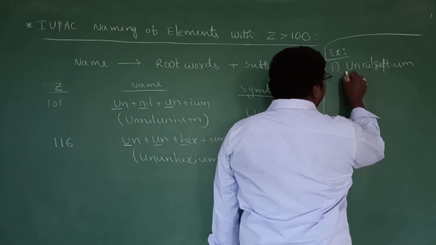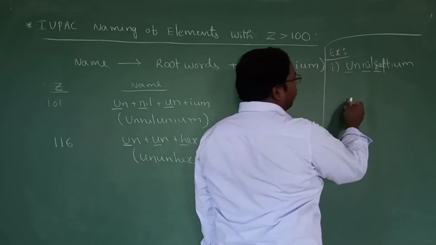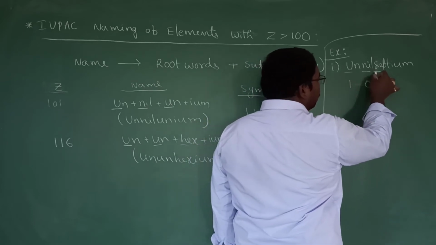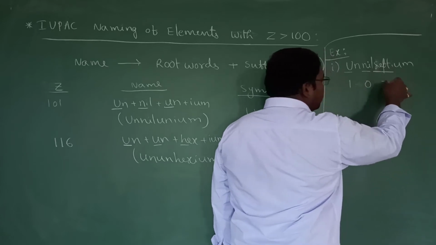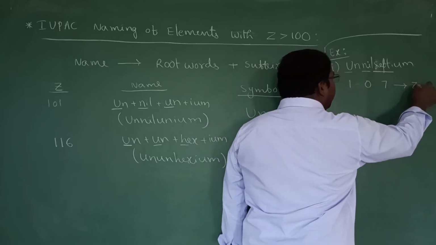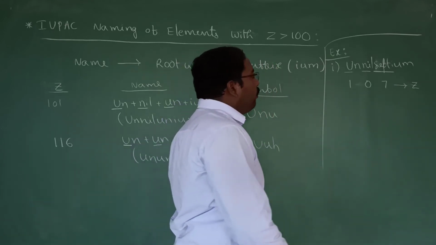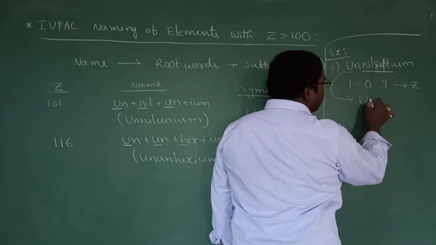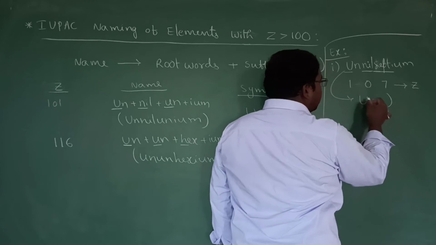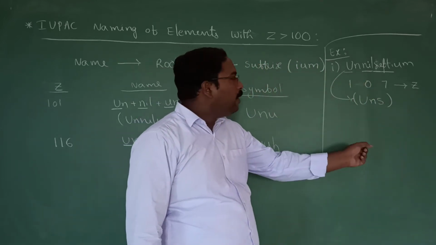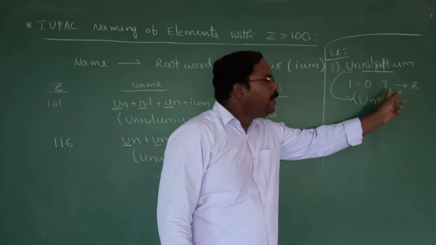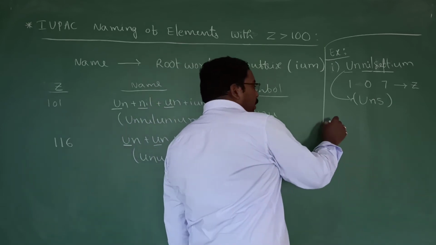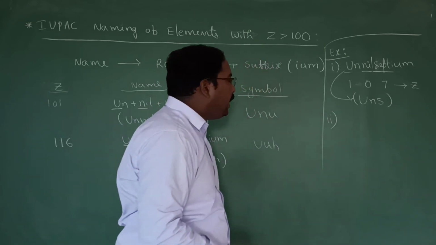If you observe, Unnilseptium. So un means how much? 1. Nil means 0. Sept represents how much? 7. So the atomic number of the element is 107. What is the symbol of the element? If you observe, U for un, N for nil, S for sept. So UNS is the symbol for the element with atomic number 107, Unnilseptium.